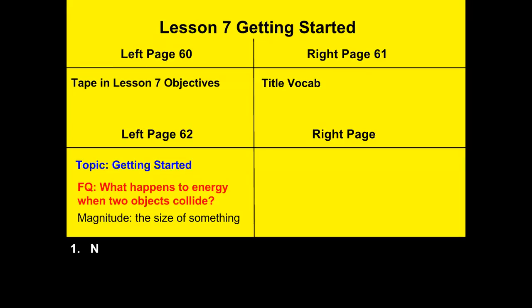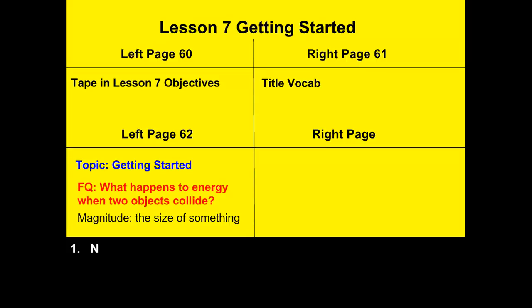We'll be doing the getting started today. On page 60, you need to tape in lesson 7 objectives. On page 61, you're going to be adding your vocabulary for this lesson. And then on page 62, we'll be using that page to do all of your getting started work.